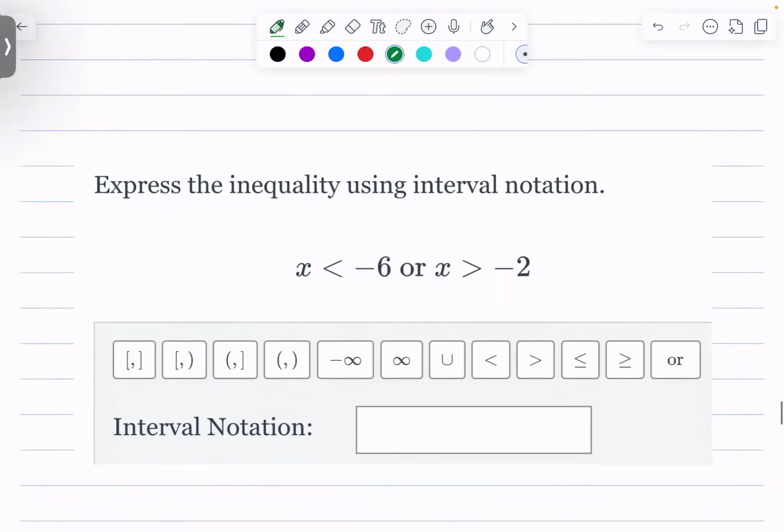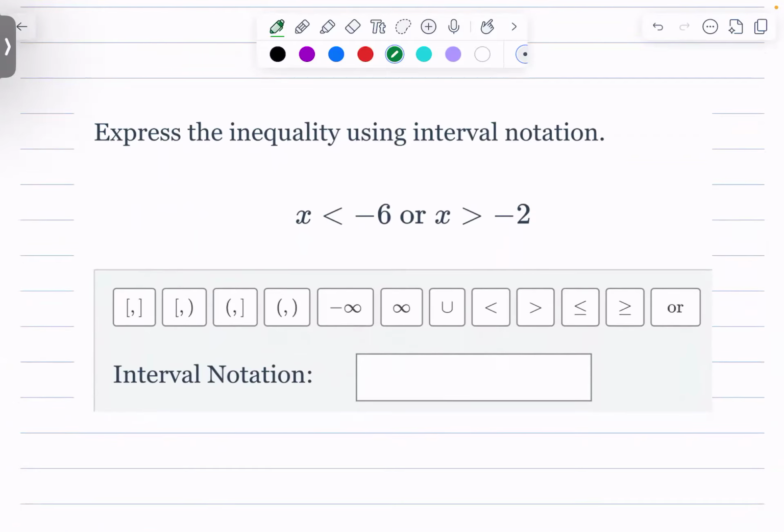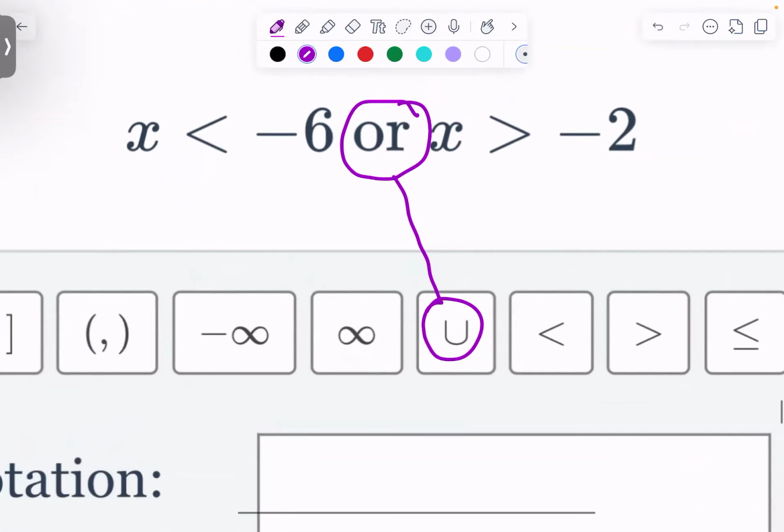I believe my last example is this. Okay? Express the inequality using interval notation. So the word or, class, and this union, this U button, they mean the same thing. Okay? So it's x is less than -6 or x is greater than -2, right? So since there's an or right in the middle, I'm going to use that U button, which means or. X is less than -6. This part, this inequality here, x is less than -6.